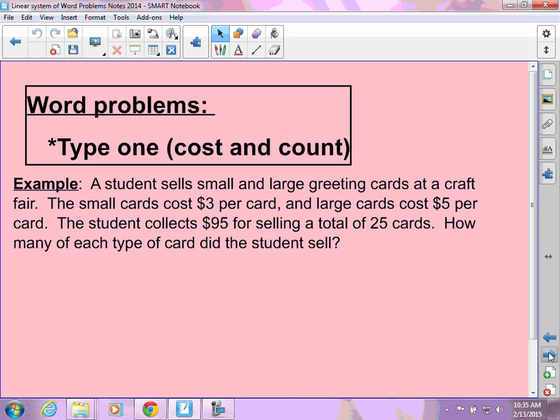On Tuesday, we're going to do perimeter. Wednesday, we're going to do distance. Thursday, we're going to do area. So we're going to do a different type of word problem every day. To me, this is probably the hardest one for students. That's why we're doing it first.